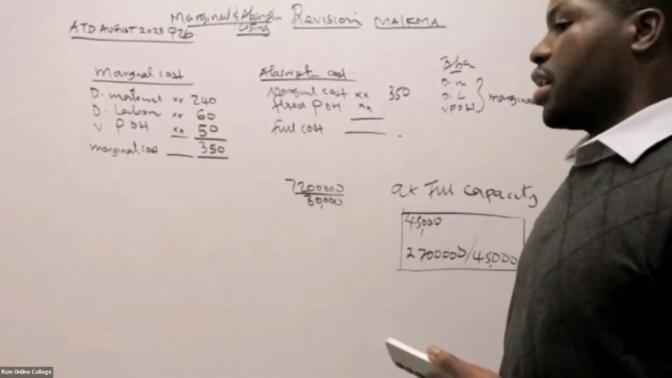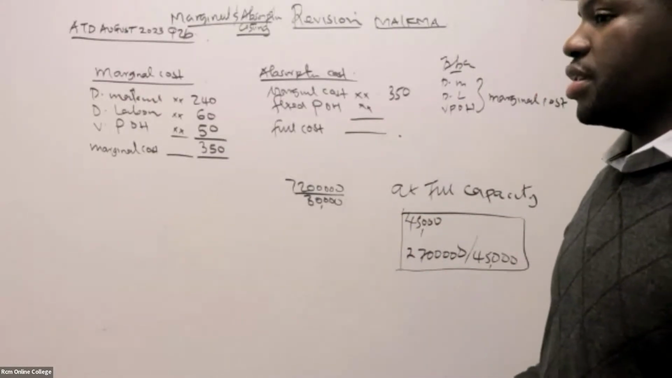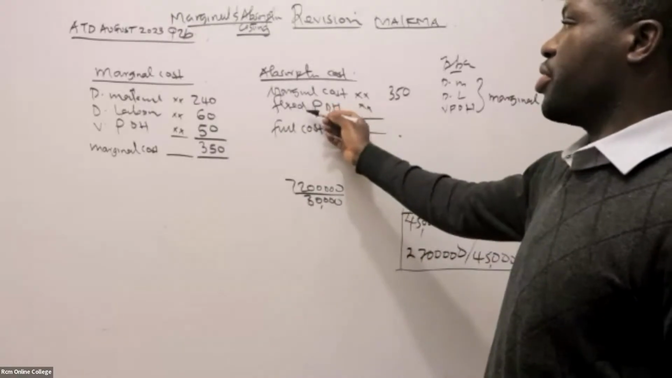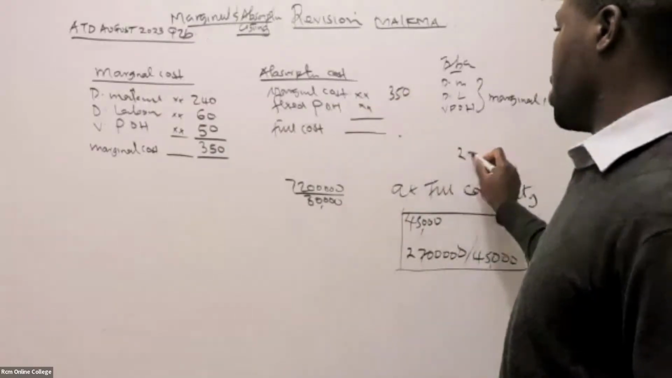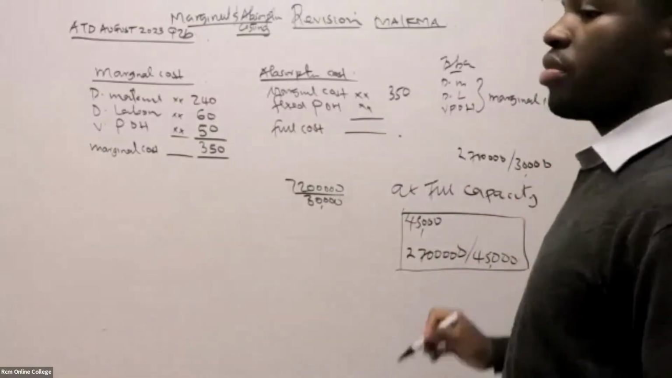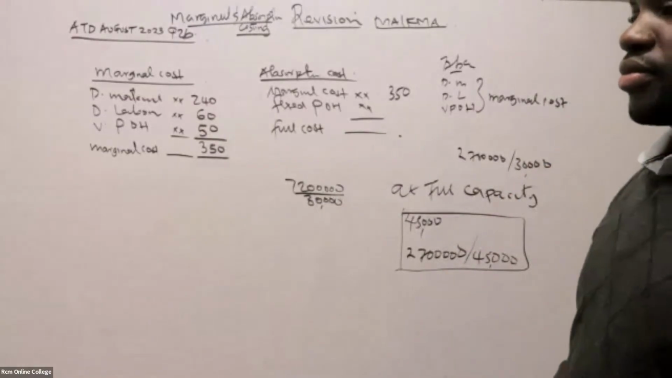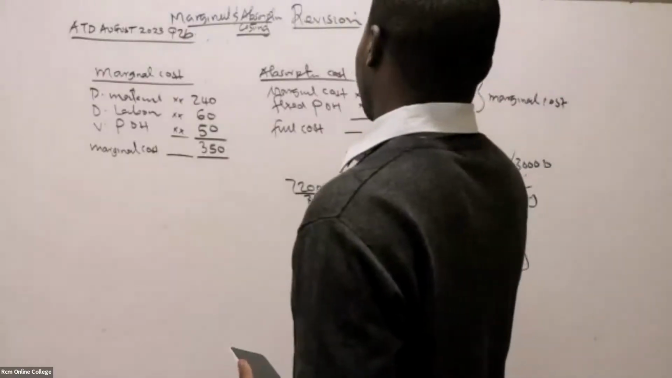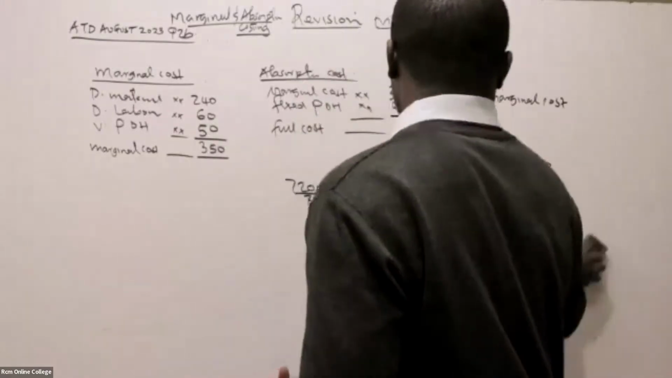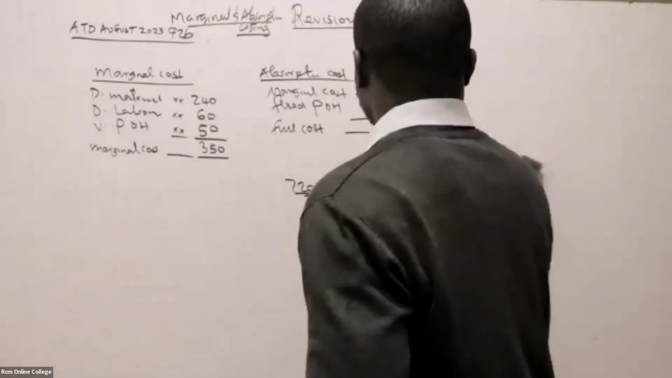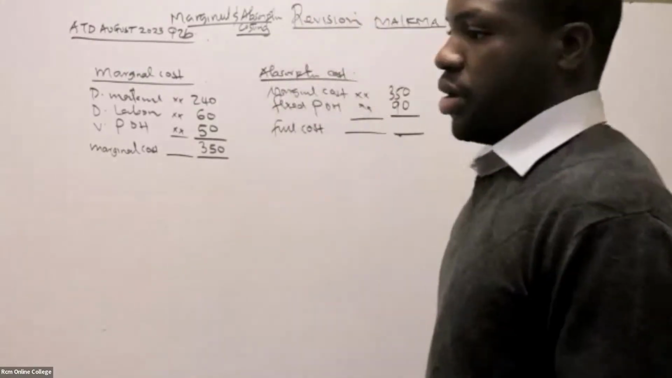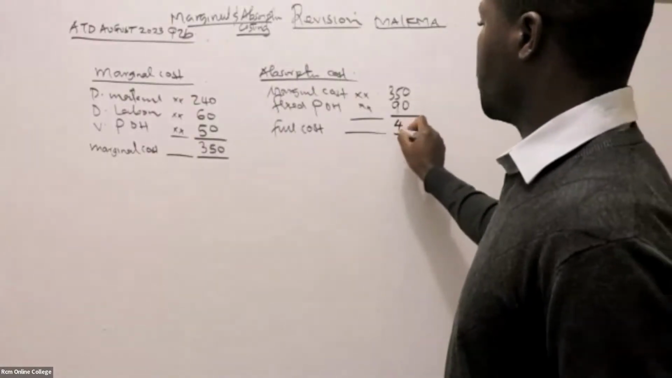We'll assume that the company managed to achieve its full capacity, which in this case happened to be 30,000. So what is the fixed production cost per unit? We take the 2,700,000 and divide by the 30,000 units. So what are you getting? It will give us 90. So when you add the two, what will you have? 440.